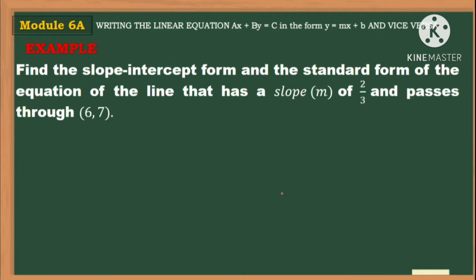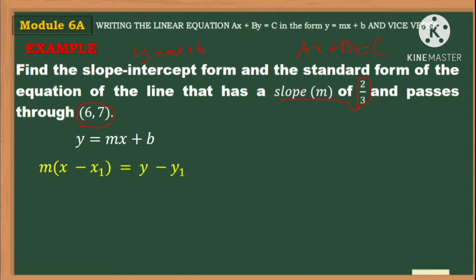So another example, find the slope-intercept form, y is equal to mx plus b, and the standard form, ax plus by is equal to c, of the equation of the line that has a slope of 2 over 3 and passes through the point 6, 7. Okay, so let's proceed.